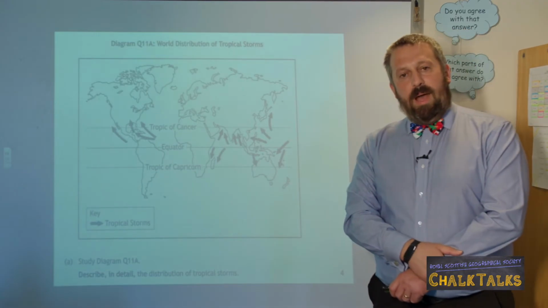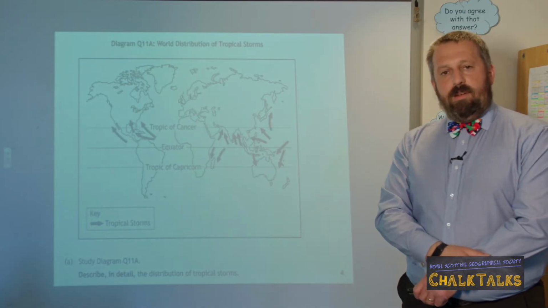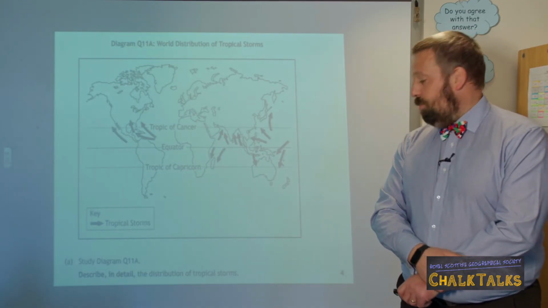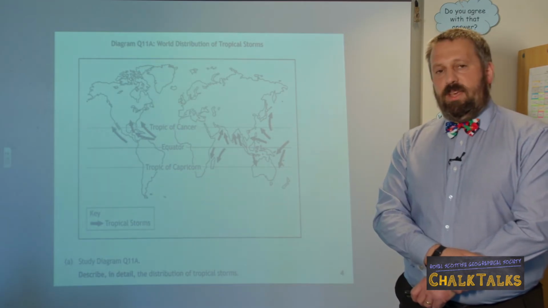Here's an example of a map-based Part A question. This one asks you very simply to describe in detail the distribution of tropical storms. In order to get a mark for this question, you will need to identify the area of the world where the hurricanes or tropical storms originate and the direction in which they then head.